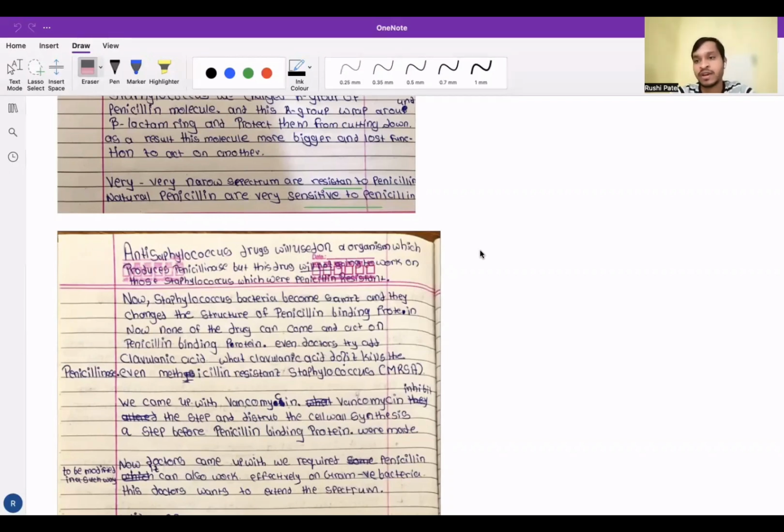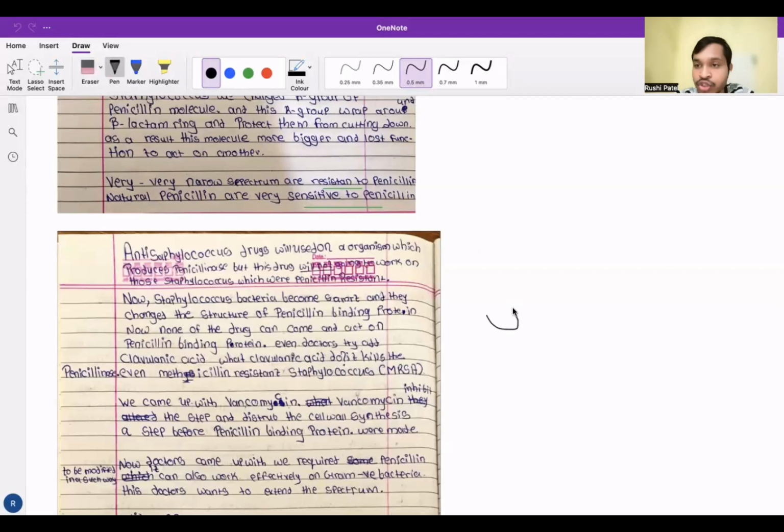But now the staphylococcal bacteria has become smarter. So what will they do? They change the penicillin binding protein structure.